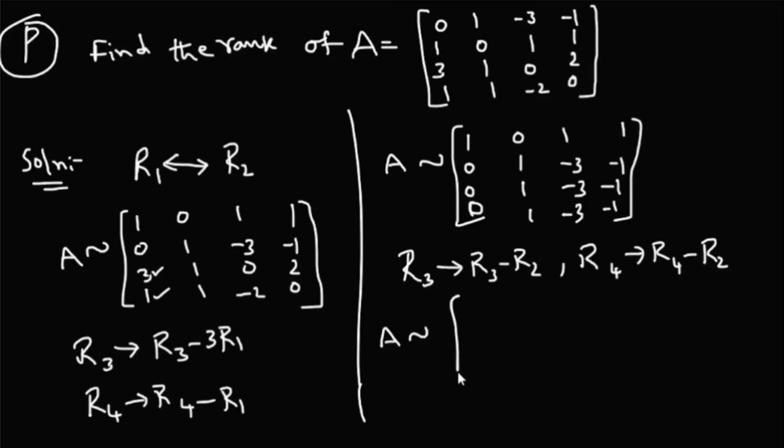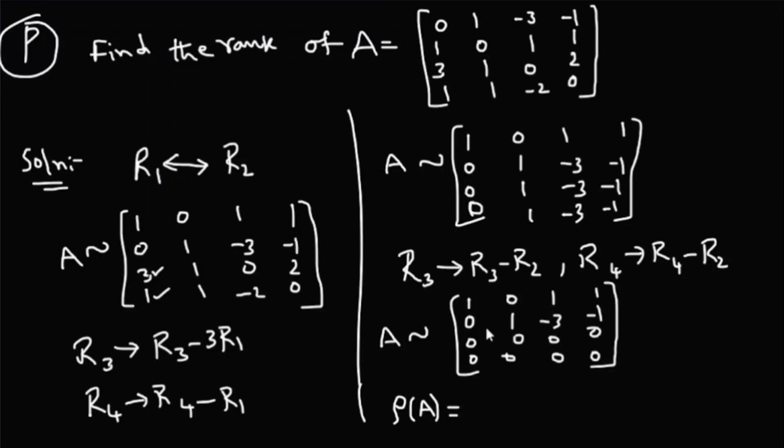Then what happens to A? It becomes similar to 1, 0, 1, 1. There is no change in the second row: 0, 1, minus 3, minus 1. And this is 0, 0, 0, 0, because R3 and R2 are same. R4 and R2 are also same. Now we have two 0 rows and two non-zero rows. Right? This is in the echelon form. Therefore, the number of non-zero rows in the echelon form of A is 2. Therefore, rank of A is equal to 2.